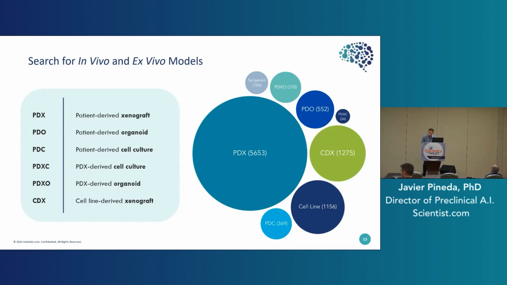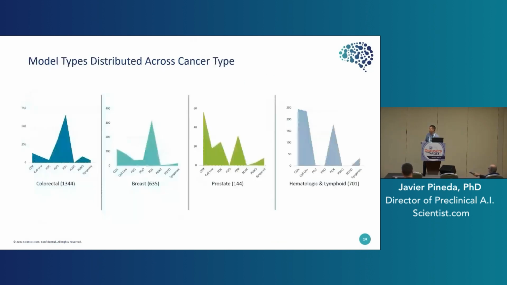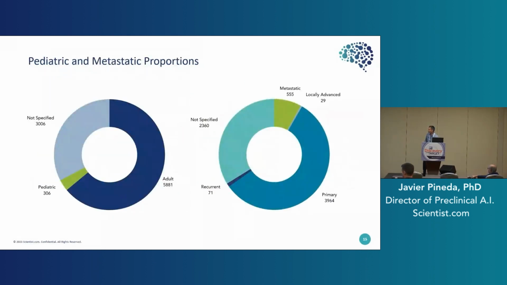For which one? Metastasis. Oh, I see. In terms of the ones that have been denoted as being metastatic, it looks like over 500. It could be the case that a model might still be metastatic, but the supplier just does not have that information. That sometimes does happen. That's why we have quite a number that are not specified. So it could be that there are more.